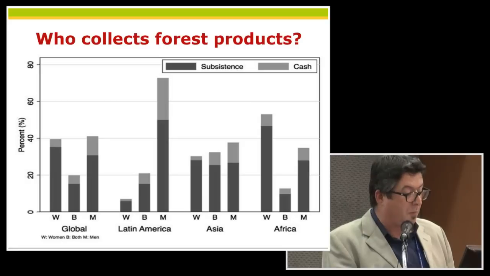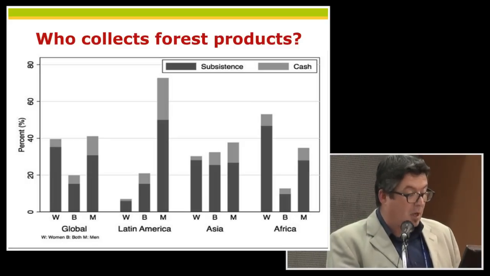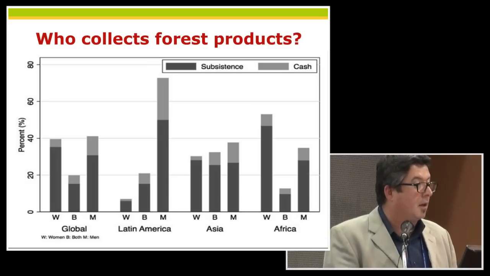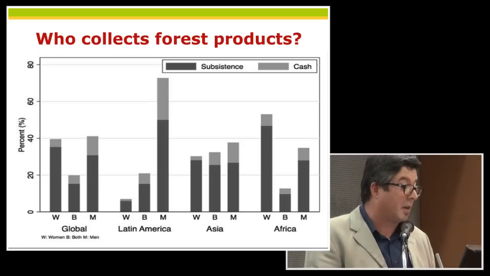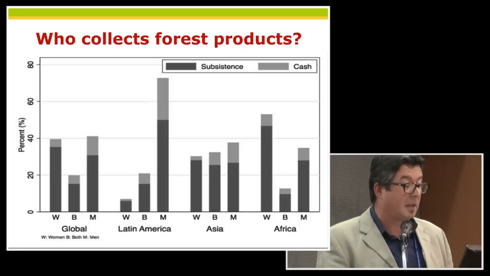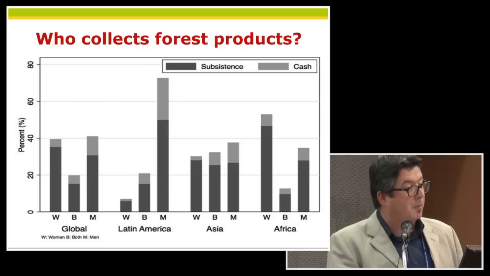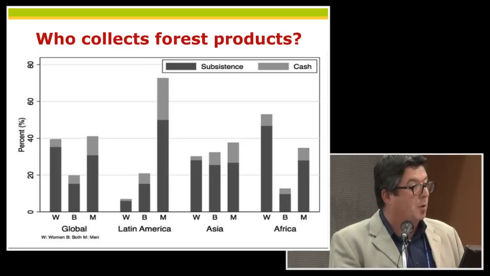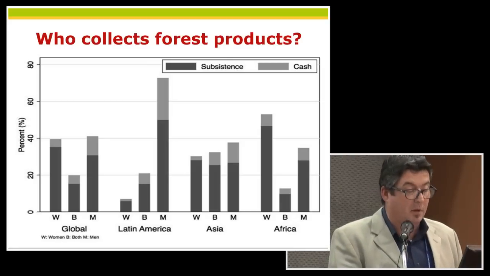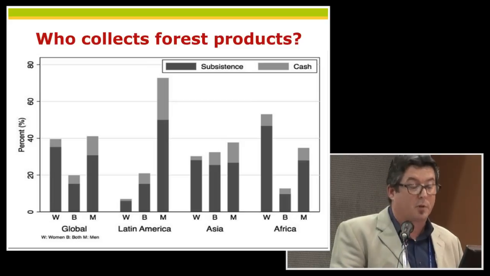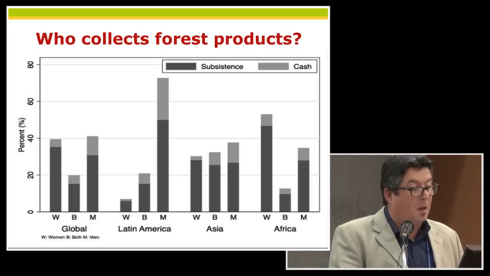W here obviously stands for women, B is both, so these are shared activities, and M is men. In Latin America, actually, it's quite the opposite. Men dominate the collection and sale of subsistence forest products. In Asia, it's pretty much equitable, but in Africa, women do dominate, as Chris mentioned in his presentation, the forest product collection process.